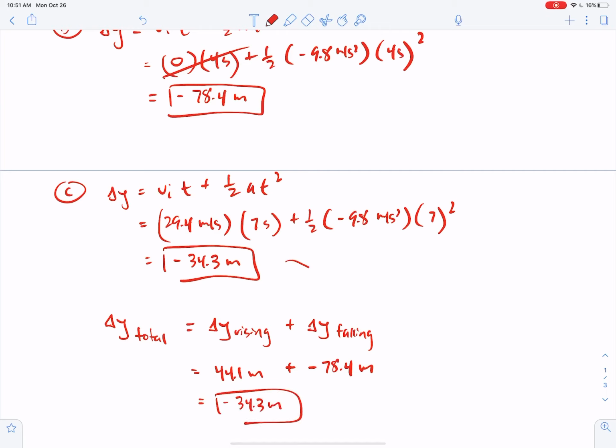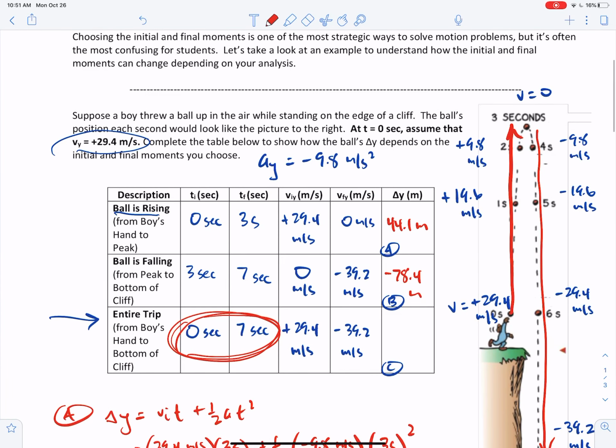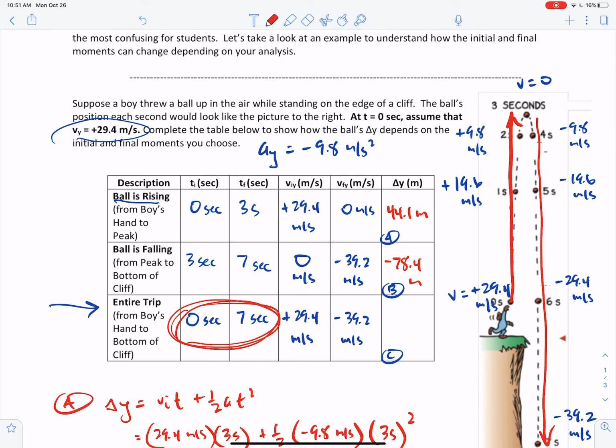And so, of course, when I add those up, I get the same thing, negative 34.3 meters. So no matter how you do it, right, you're going to get the same response. So again, this is how to understand the importance of choosing your time interval when making an analysis on motions or on problems involving acceleration, involving initial and final moments, and how it can be very strategic to choose maybe just the rising motion or just the falling motion or the whole trip.